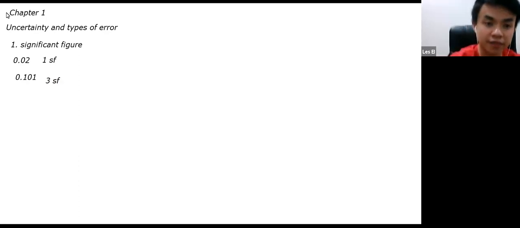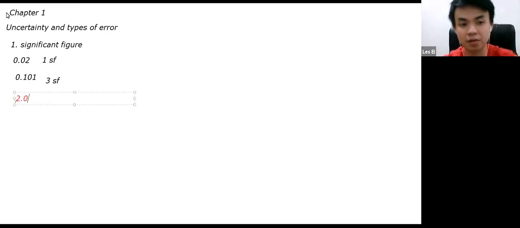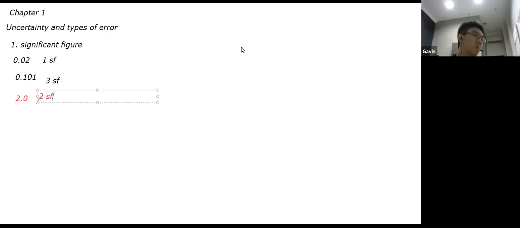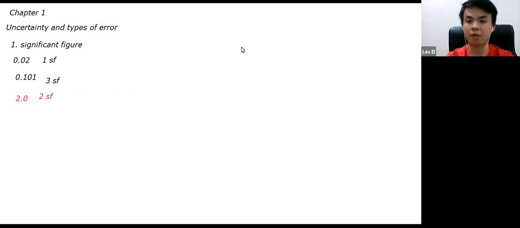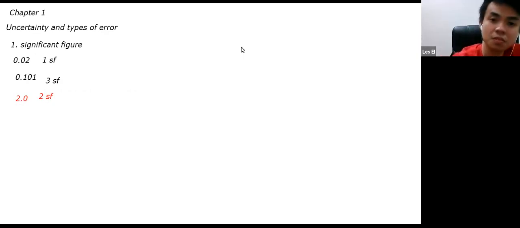And then if you have 2.0, how many significant figures are there? There are two significant figures. Okay, so for significant figures, do any of you have problems? No. Okay, next.